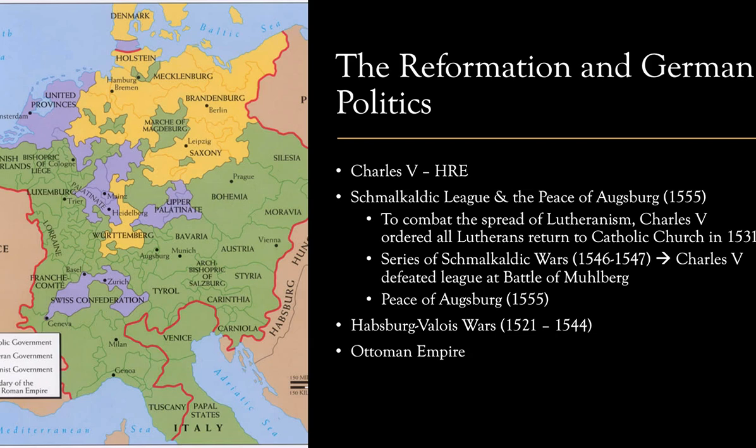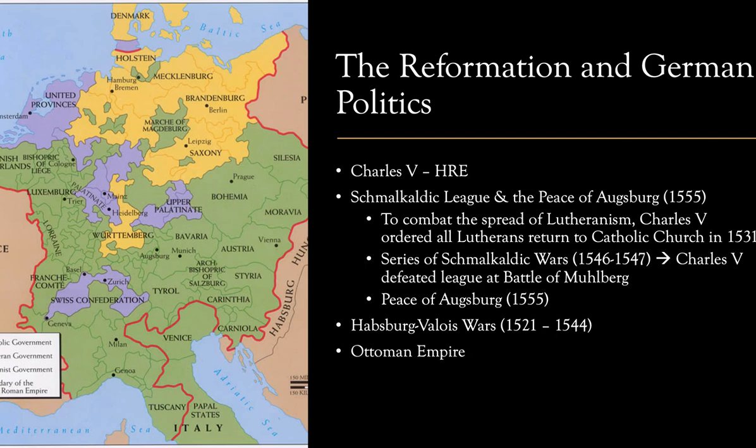Also, the Habsburg-Valois Wars did get involved in the religious conflicts of the day. So as I mentioned earlier, the Valois monarchs like Francis I and Henry II would later ally with the Schmalkaldic League to exacerbate the divisions in the Holy Roman Empire and basically make things more difficult for Charles V there.